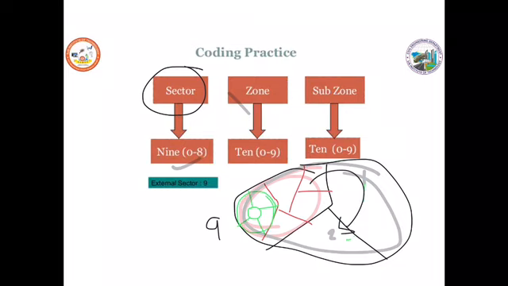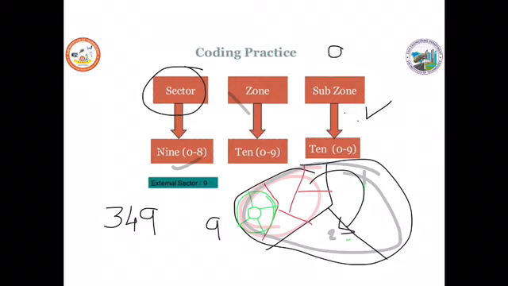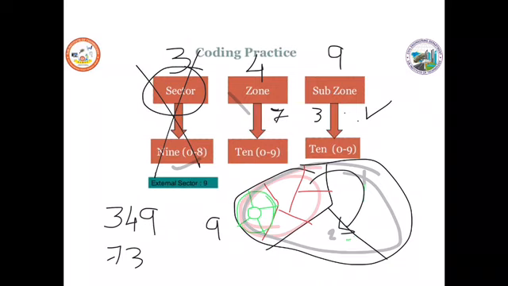Now when we have a three-digit number 349, it represents a subzone 9 which belongs to zone 4 and sector 3. Or if the study area is small, we can neglect the sector. You can just divide the area into zones and subzones. Thus a two-digit number 73 will belong to zone 7 and subzone 3. So this is how the coding practice is done, and it will be useful while collecting the information.